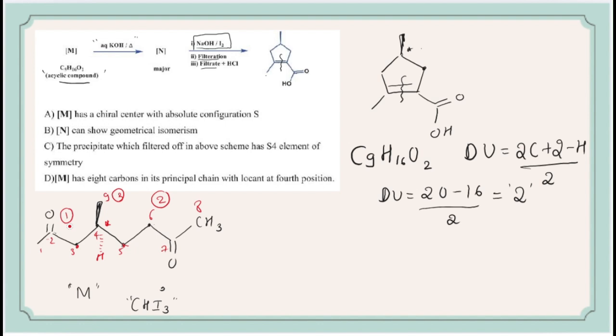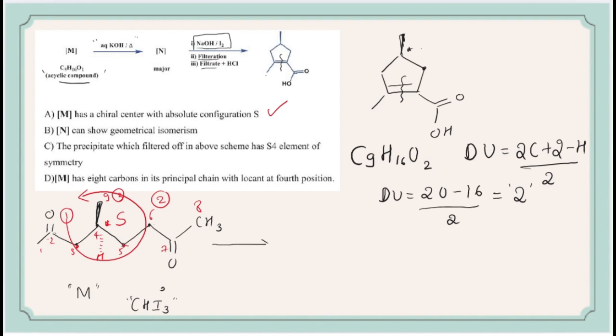The fourth priority, hydrogen, is below the plane. So move from 1 to 2, 2 to 3, and it's going anti-clockwise. The fourth priority is below the plane. Therefore, this is S configuration. Therefore, statement A is correct. Okay, now move on, because there can be more than one right option also.